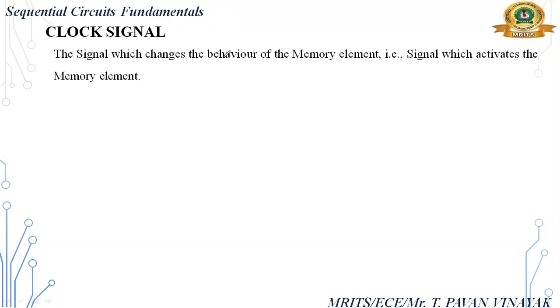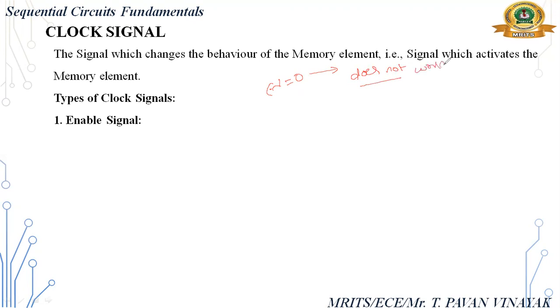There are two types of clock signals. The clock signal is also known as the control signal, or enable signal. What is enable? Whenever enable is 0, the memory element doesn't work, which means it is in a stable state. Whenever enable is 1, the memory element activates, which means it transfers data from the memory element to the combinational circuit. Then enable is referred to as active high enable.